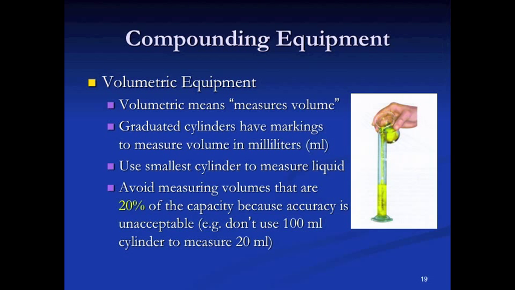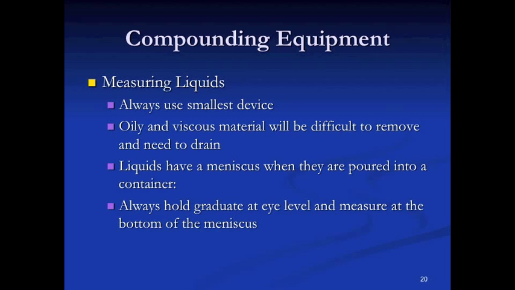Avoid measuring volumes that are 20% or less of the capacity of the measuring container. The readings are inaccurate. For example, don't use a 100 ml graduated cylinder to measure 20 ml or less. Oily or viscous material is difficult to remove from cylinders. It takes time for it to drain from the container. It may be better to use a syringe instead.